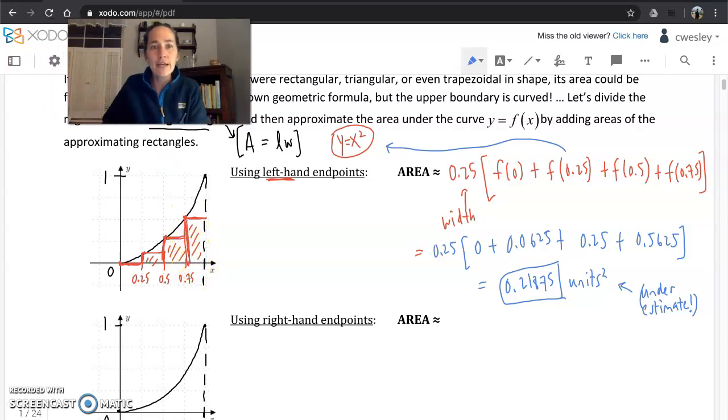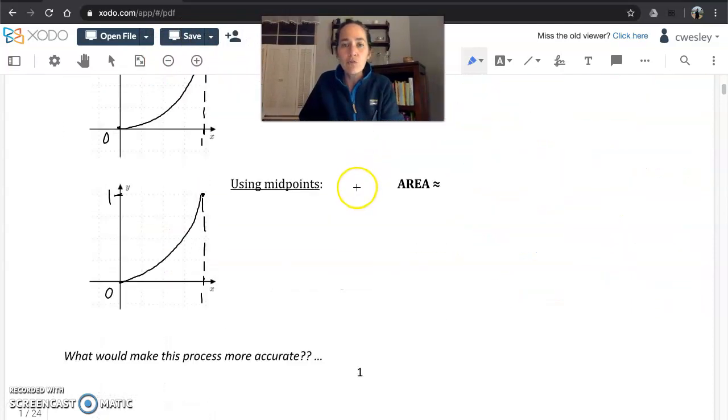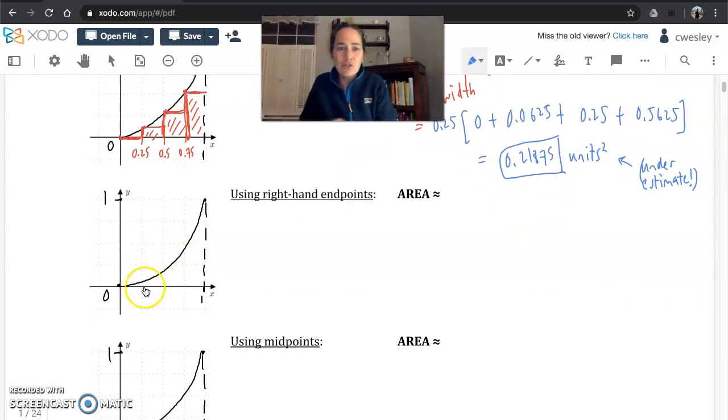We're going to try right-hand endpoints next. So let me just slide myself in the middle here. Using right-hand endpoints, we'll draw the picture just so that we get a visualization of how this should probably be an overestimate. So I will split this up into 4 equal parts. So 0.25, 0.5, and 0.75. And you're always using right-hand endpoints. I'm going to go from right to left.